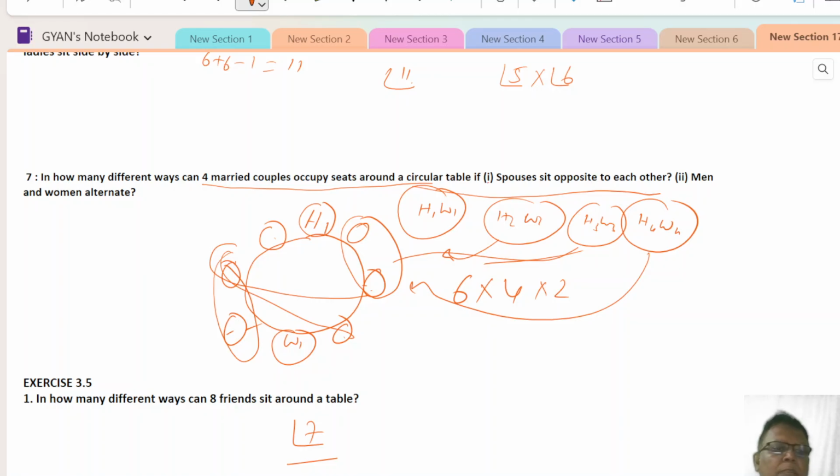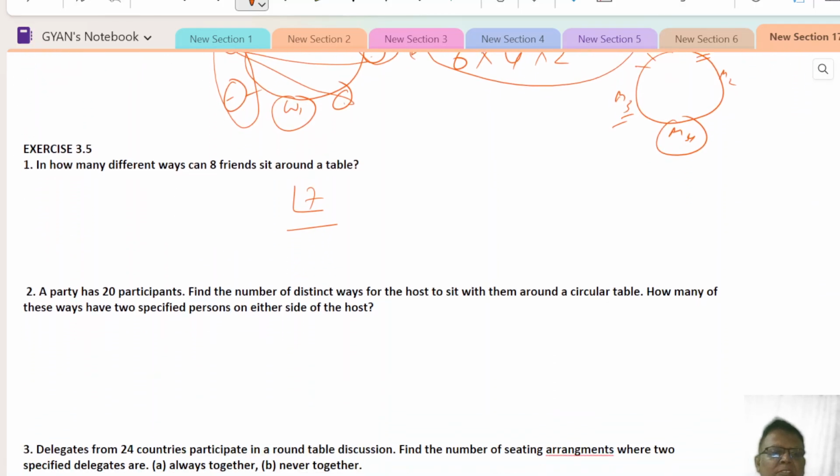And for men and women alternate. That means first you fix the men. How many positions for men? Total 3 positions. Then for women, it is 4 positions. So men is how many positions? 4 positions. So that means it is factorial. Second is very easy. First, you must remember this type of questions.